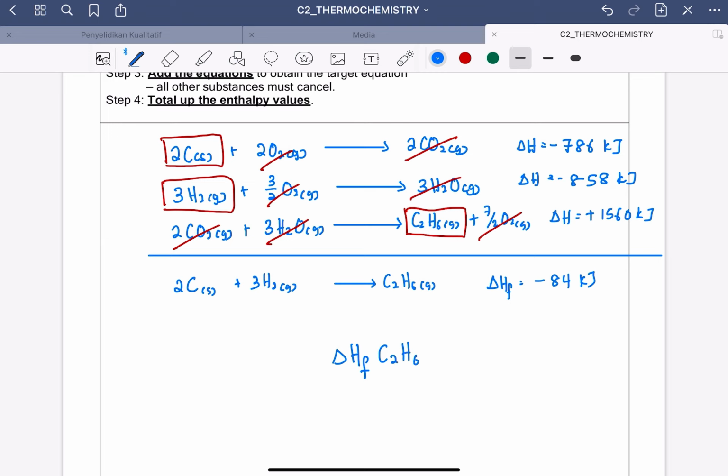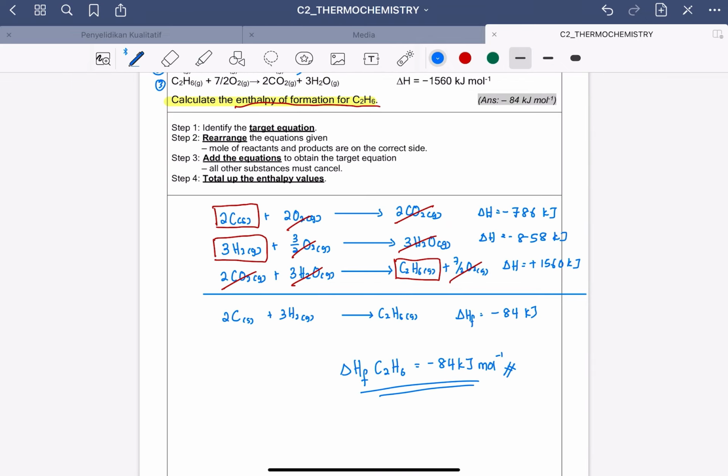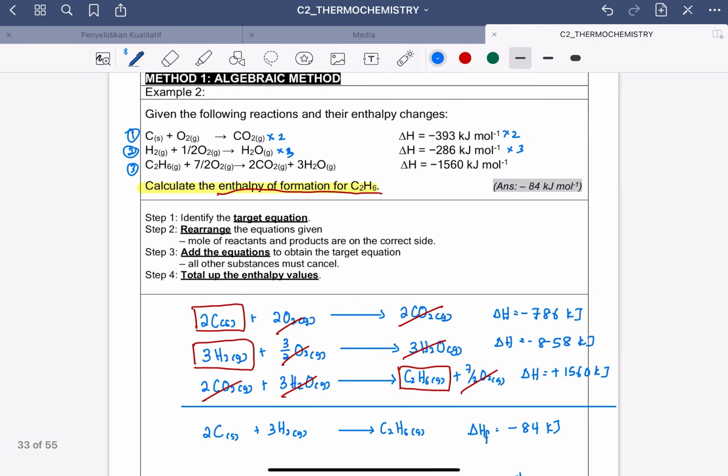Again, since the question says enthalpy of formation, therefore rewrite again: enthalpy of formation for ethane, you have to write like this, is equivalent to negative 84 kilojoule per mole. When the question is asking you about enthalpy this and enthalpy that, it must end with per mole. Okay, so this is the algebraic method. Thank you.